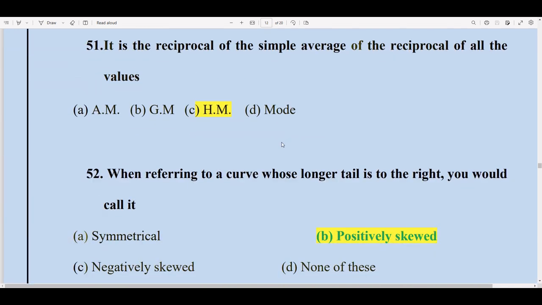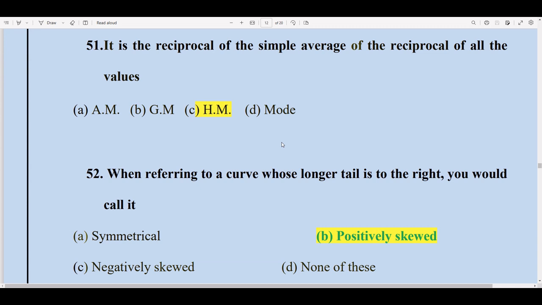The reciprocal of the simple average of the reciprocals of all values, meaning the simple average is the sum of xi over n, and the reciprocal is n over the sum of 1 over xi, the reciprocal of the average of the reciprocals of the values, is called the harmonic mean.